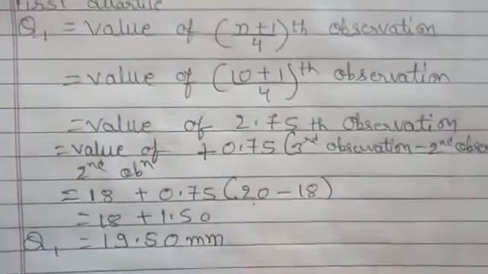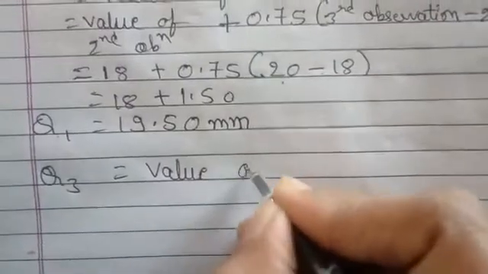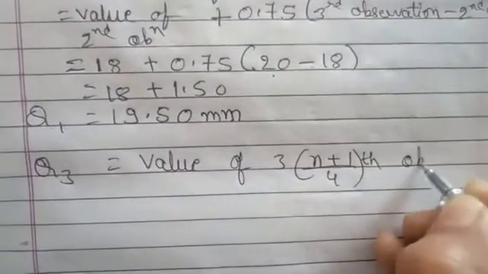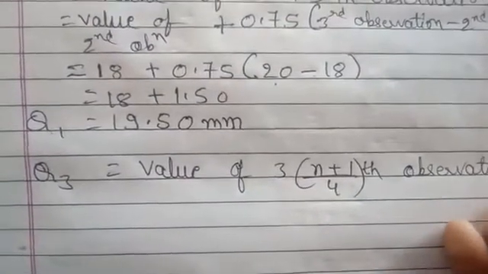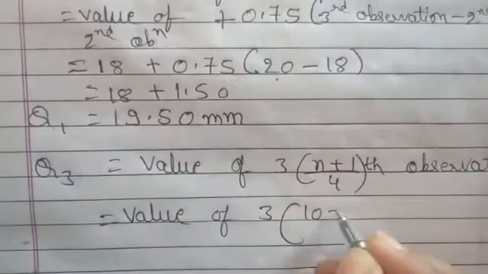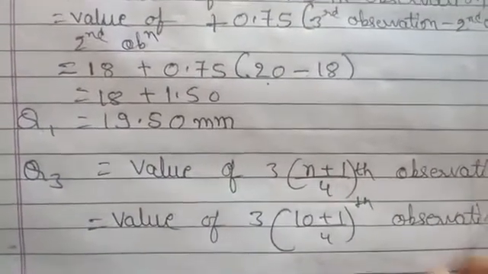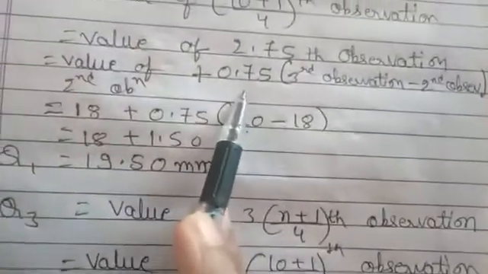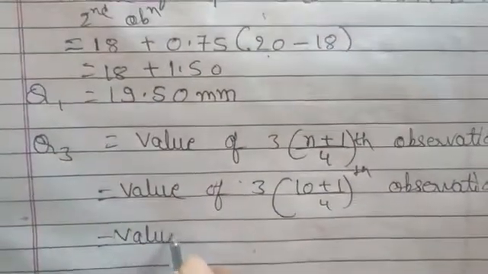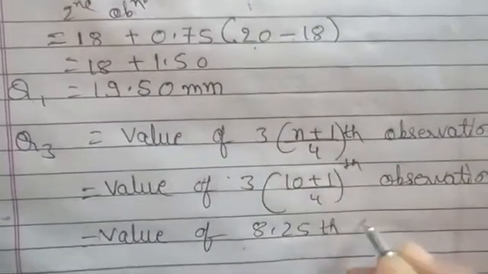Now we'll find out Q3. So Q3 is equal to the value of (3n plus 1) upon 4th observation. That is equal to the value of n, as we know it is 10. So 3 times (10 plus 1) upon 4th observation. Now 11 divided by 4 we did for Q1, that was 2.75. So 3 multiplied by 2.75 is equal to the value of the 8.25th observation.